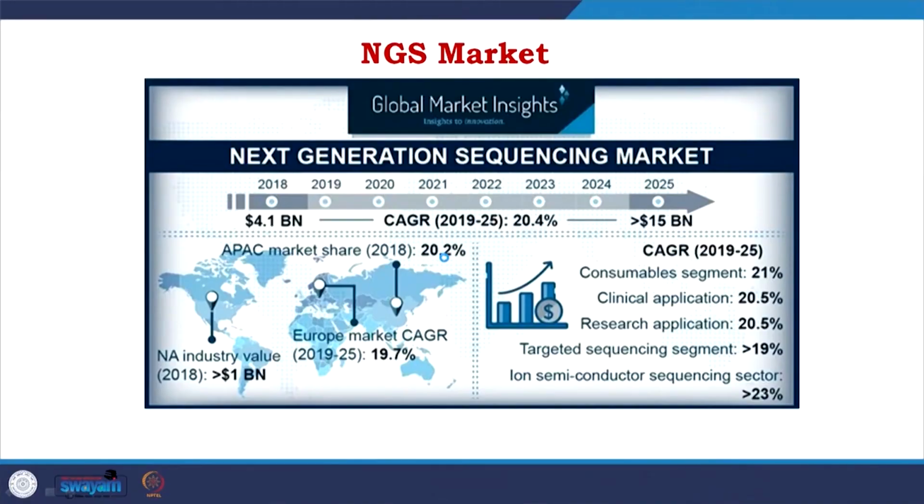It is about the market associated with next generation sequencing. It is not very relevant to the course, but you come to study a course because you want to know things, you want to explore things. So the NGS market is a wonderful thing to know about. If you see, the market is increasing and it is going to be 15 billion in 2025.